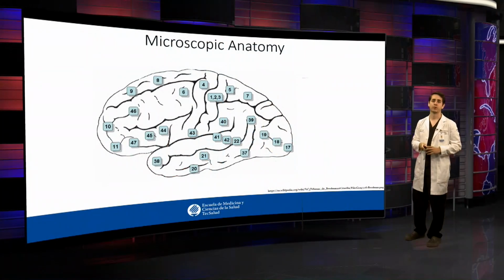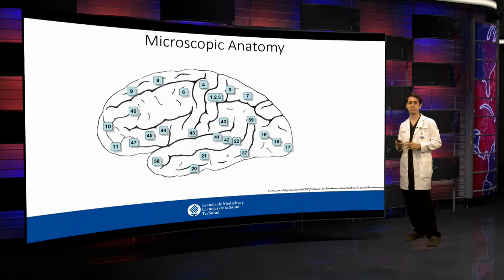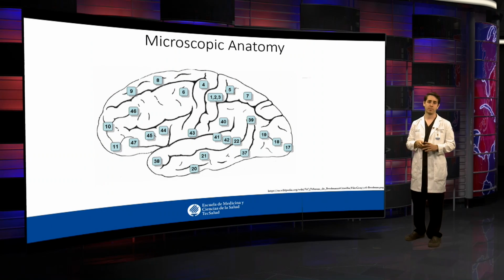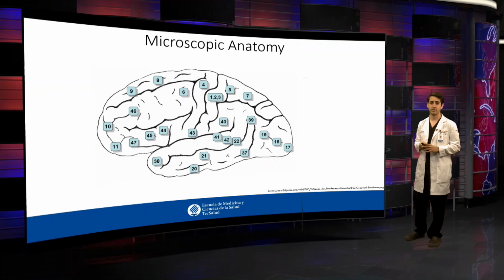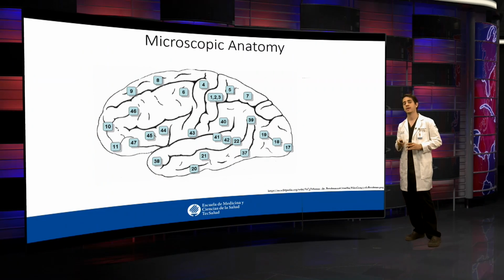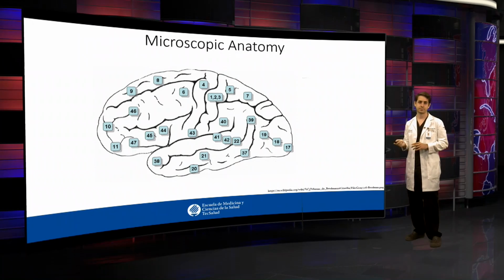And let's talk about microscopic anatomy. Well, the specific cellular patterns of the cortex are not uniform throughout the cerebral cortex, and their variation was mapped by Brodmann. The Brodmann areas represent cytoarchitectural differences across different brain regions, and the numbering scheme developed by Brodmann is still used to refer to the distinct areas of the cortex.